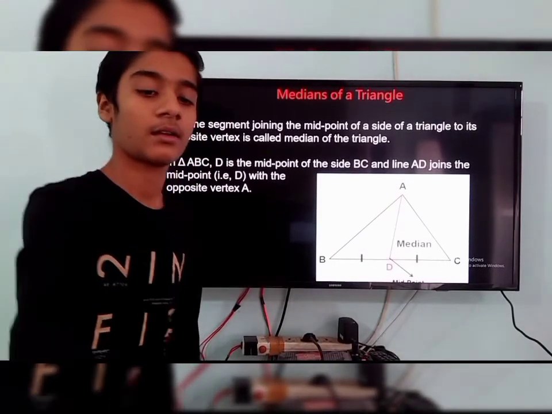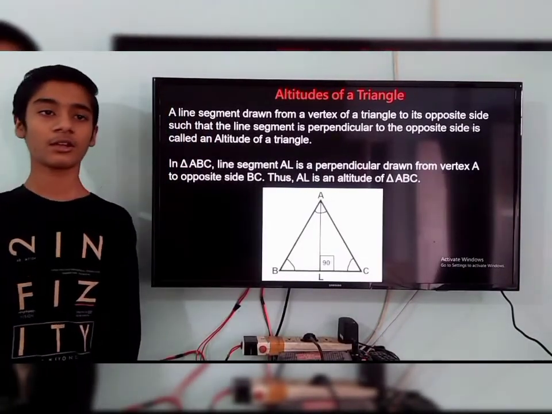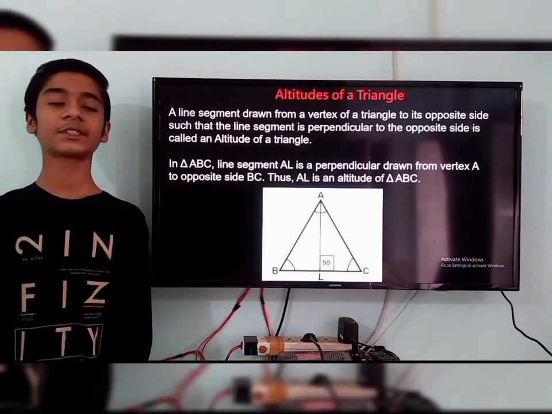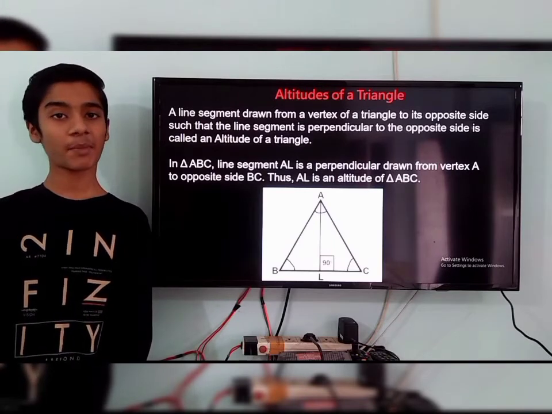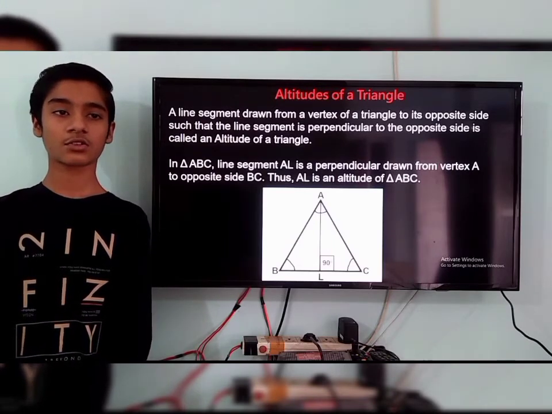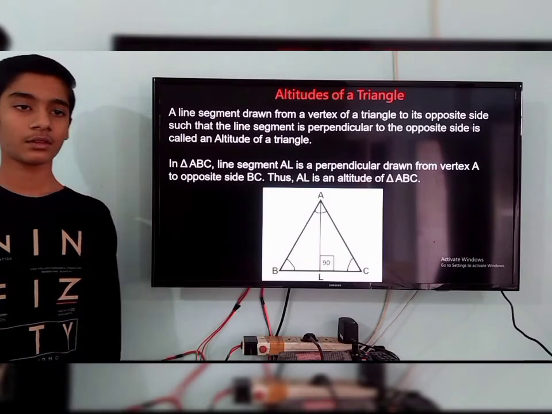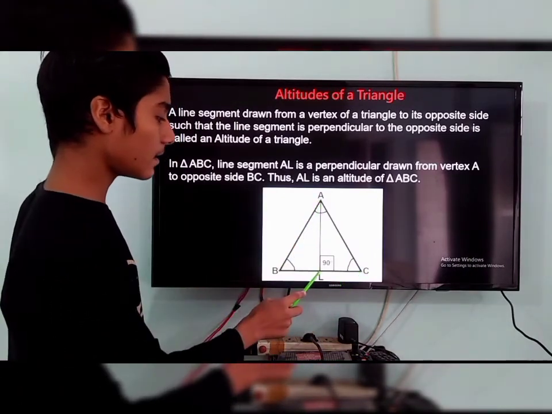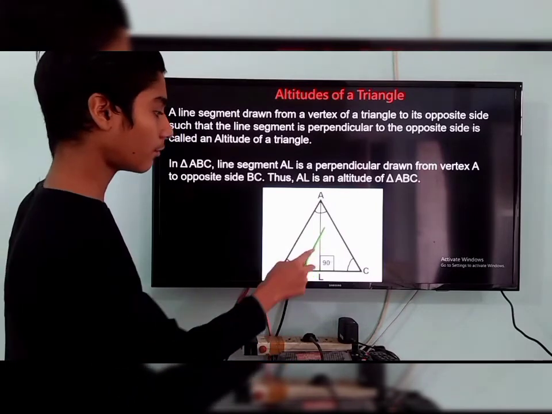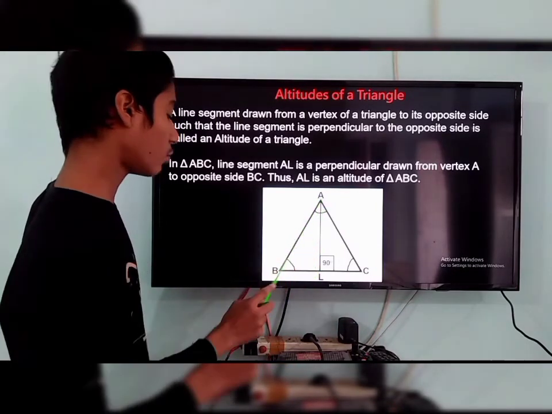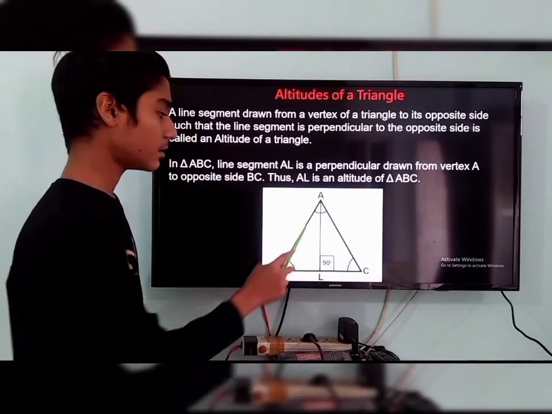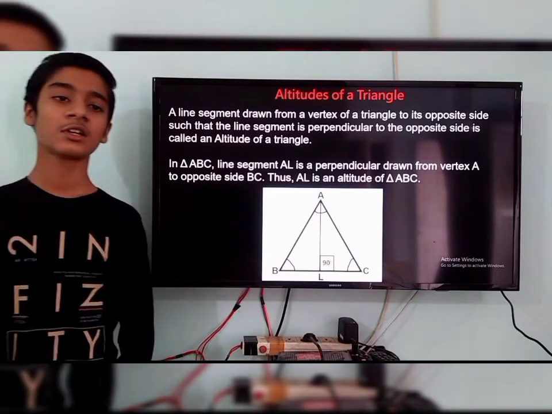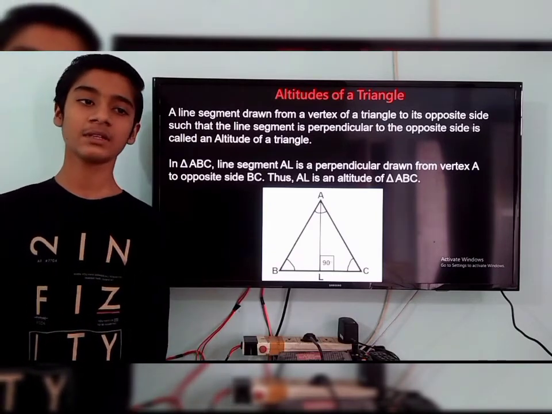Now, altitudes of a triangle. A line segment drawn from a vertex of a triangle to its opposite side, such that the line is perpendicular to the other side, is called an altitude of a triangle. Now, in triangle ABC, AL is the perpendicular drawn from vertex A to its opposite side BC. Thus, AL is a perpendicular, so it is an altitude of triangle ABC.